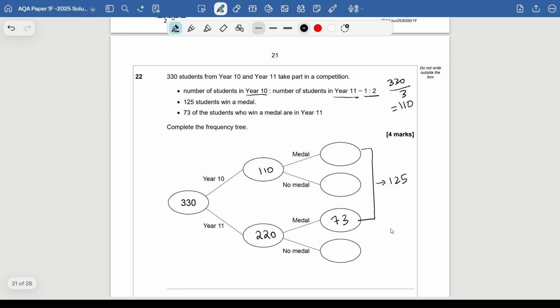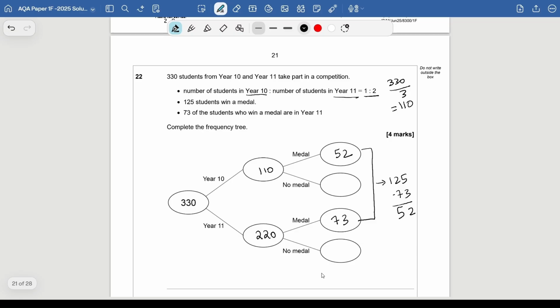The total is 125. So you need to take away 73 from 125 to get the number of students who win a medal in year 10. 5 take away 3 is 2. From 12 take away 7, 5. So that's a 52 here.